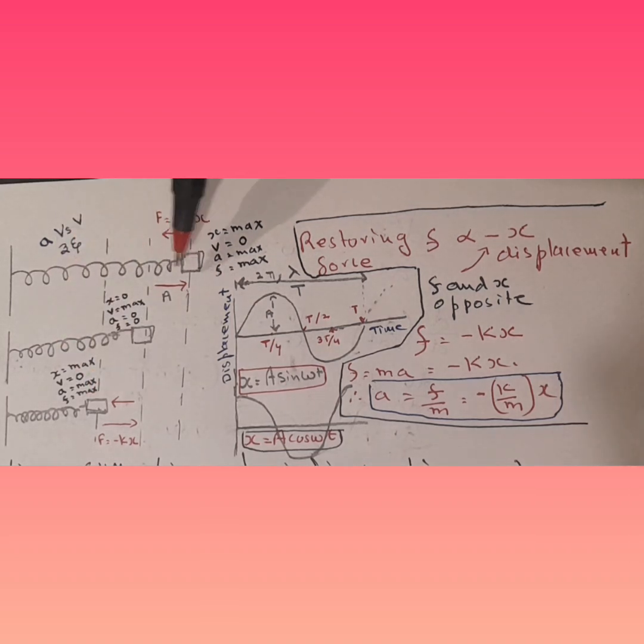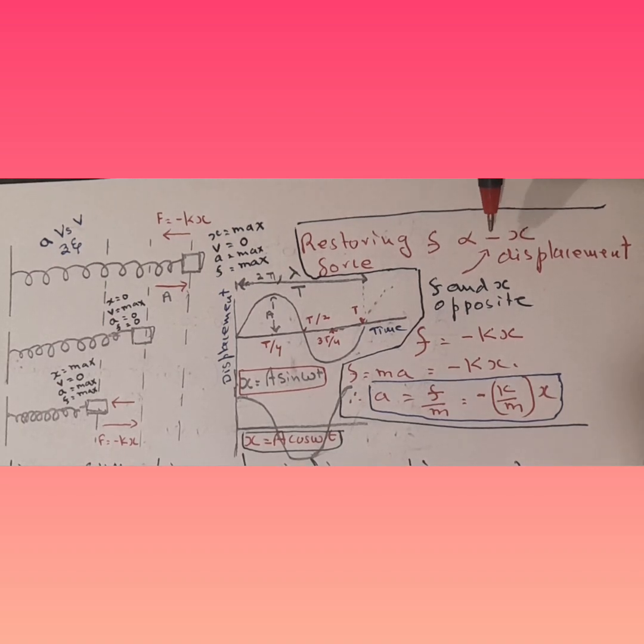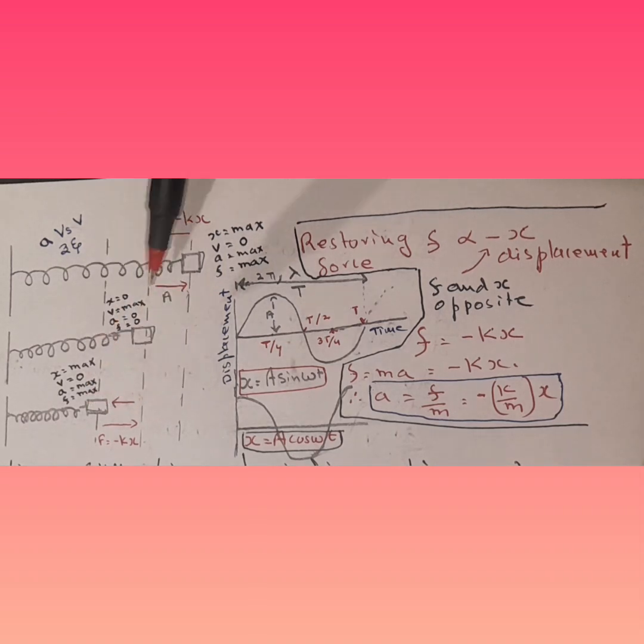Now that force is called the restoring force. That restoring force is directly proportional to displacement, and we find a negative sign here. Can you guess why? It's because the restoring force direction is this side, whereas displacement is in this direction. Again, in the compressed state, the displacement is this side and the restoring force is this side. So all the time the restoring force is directed towards the mean position.